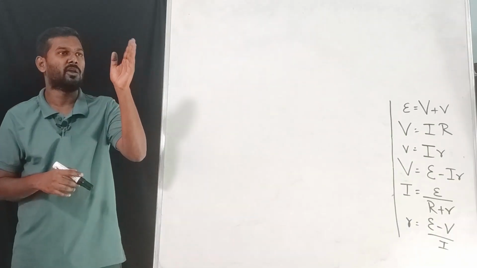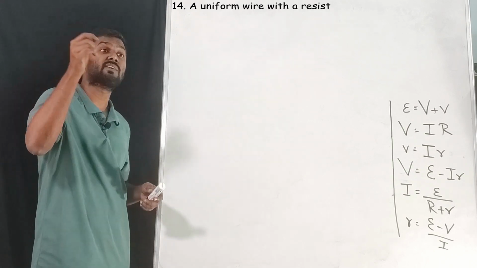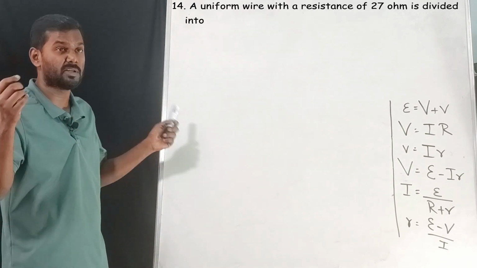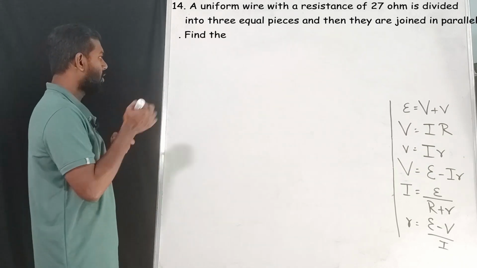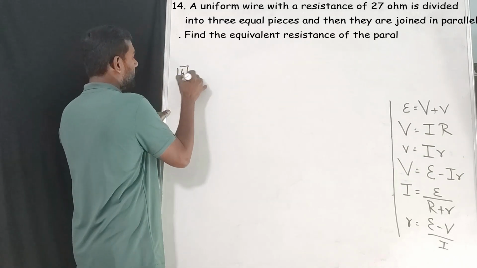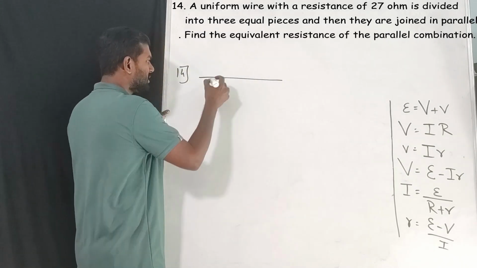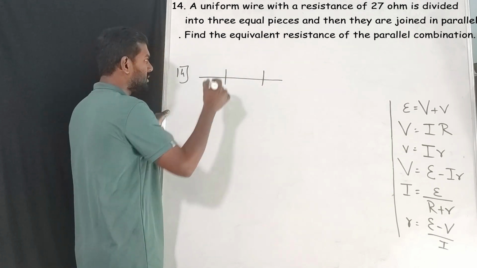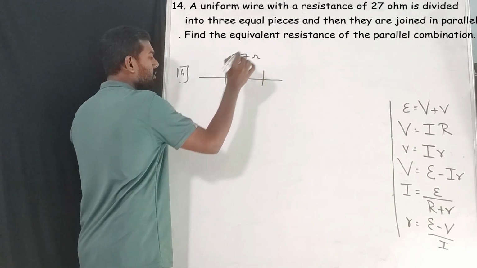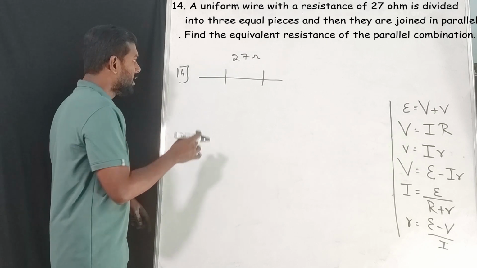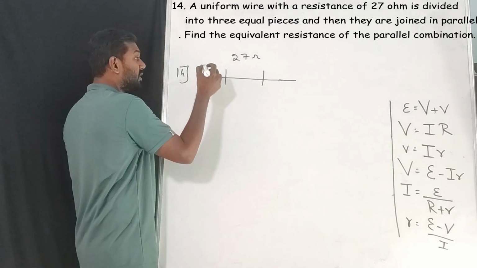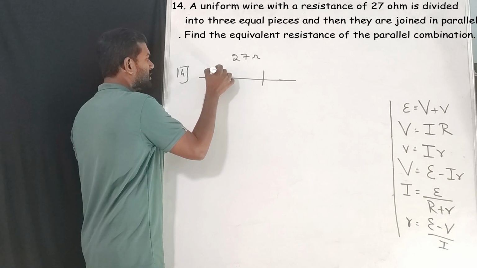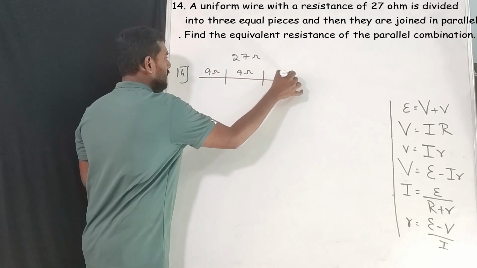Question number 14. A uniform wire with a resistance of 27 ohm is divided into 3 equal pieces and they are joined parallelly, find the equivalent resistance. Okay, see, there is a wire. This wire I am going to divide into 3 equal parts. What is the resistance of this one? 27 ohm. So when you divide into 3 equal parts, the resistance will also divide into equal value. So that is 9 ohm, 9 ohm and 9 ohm.